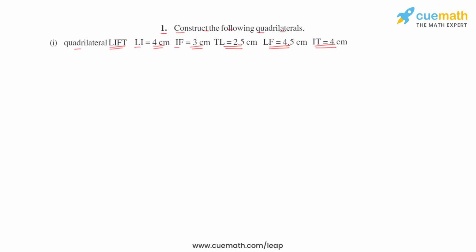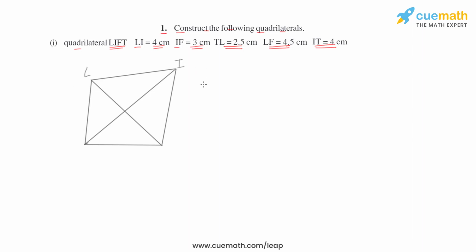So before constructing the exact quadrilateral, let's construct a rough diagram of this. Let's construct any rough quadrilateral, just to see how it looks like and how to construct. So this is LIFT. Let's take LI at the bottom because LI is given to us. So let's take LI, F and T.